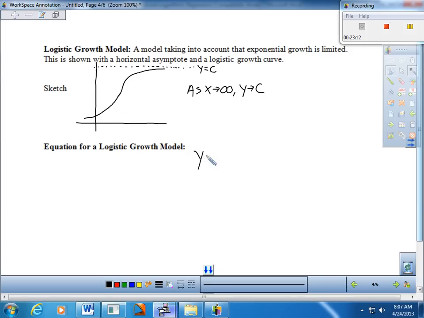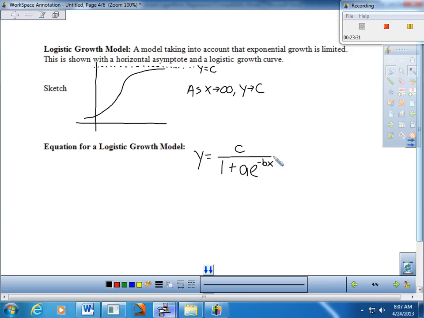So y in terms of x, of course. And we have our c value on top. So keep that in mind. Here is going to be the limitation right here. And then it's going to look like this. It happens to be written in base e. So coefficient right there times e raised to the negative bx, something like that.